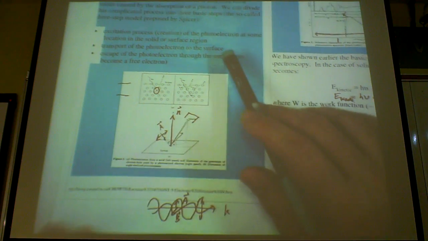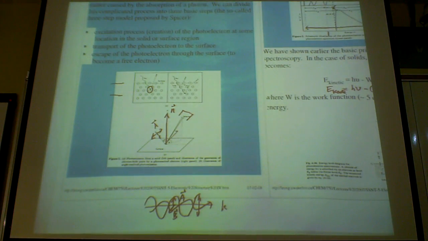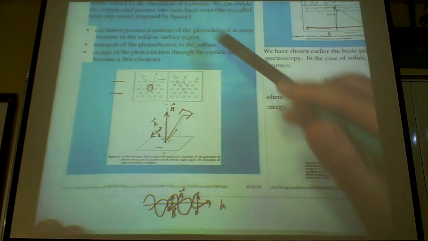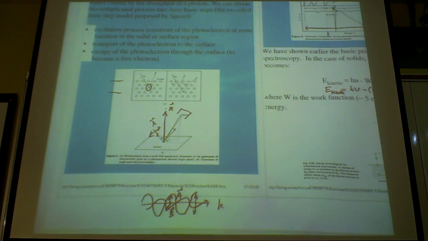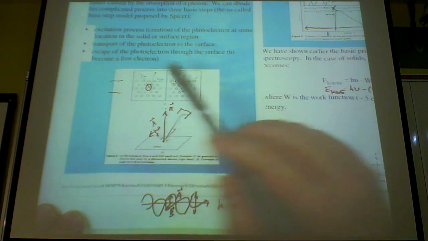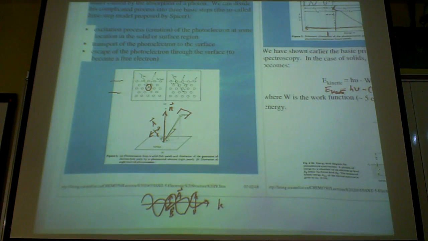The second step is the transport of the electron to the surface. The third step is the freeing of the electron. Once you make it to the surface, the electron is free and it can escape, and from that point on it will behave as a free electron. Okay? And a free electron, of course, we know how to describe. We can describe it as a plane wave, so we can write this equation.